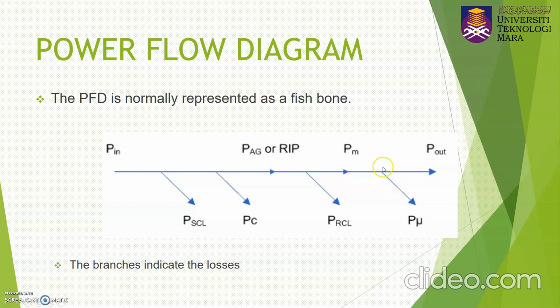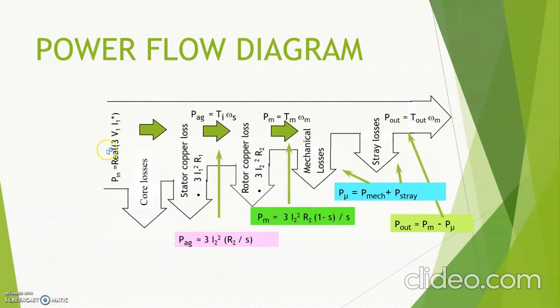Then due to the rotation of the rotor part, you are going to have a P mu. P mu is the friction loss or windage due to the movement of the rotor. So the PM minus your P mu will be left with your P out. So this is your output. If you refer to the fishbone, these branches 1, 2, 3, and 4 indicate the losses that happen in the induction machines. This diagram represents the other way to interpret your power flow diagram.